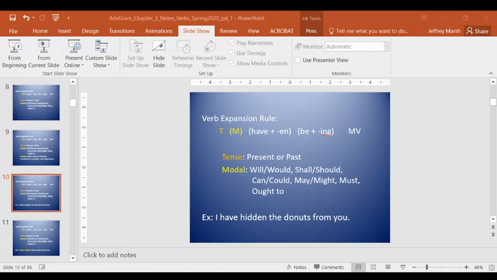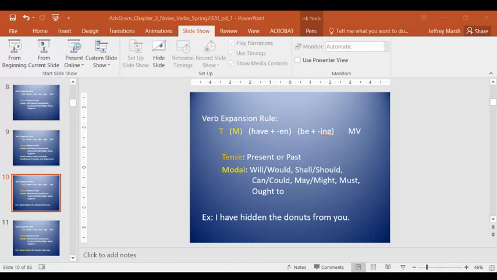So I'm going to do a plus sign, but I'm not going to write the word "hidden." I'm going to write its base form. The base form of "hidden," meaning its original verb, is the verb "hide." That's how I got the word "hidden." It comes from the verb "hide." Therefore, the mathematical breakdown of "I have hidden the donuts from you" is present plus have plus en plus hide. I'm going to change my pen color to a lovely green.